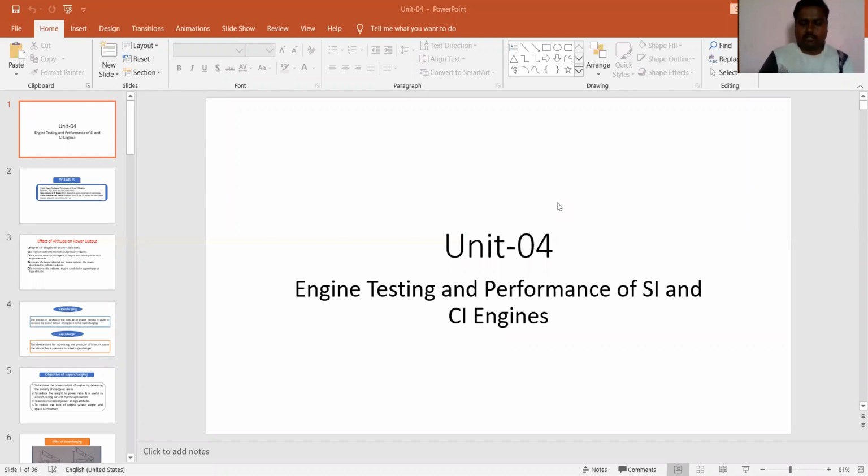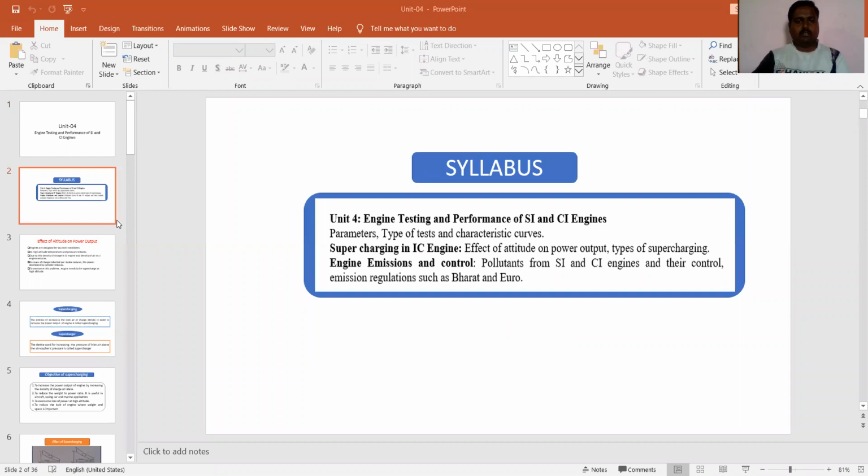Today I am delivering a lecture on internal combustion engines. My chapter is engine testing and performance of SI and CI engines. Okay, this is the syllabus of the chapter. The first point is parameters, types of test and characteristic curve. This point was already studied in previous lectures.